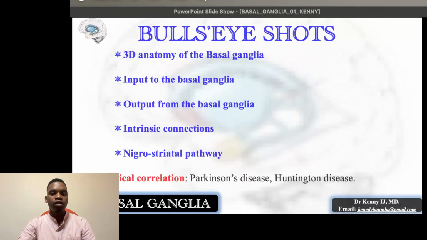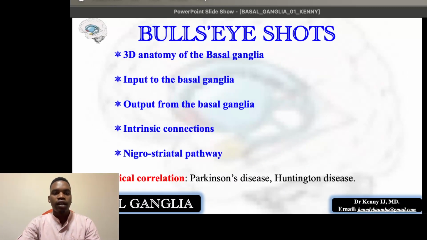This is the layout of what we're going to go through today. We have a discussion on the three-dimensional anatomy of the basal ganglia. We see the input to the basal ganglia, the output from the basal ganglia, and the intrinsic connections. Indeed, there is the direct pathway of the intrinsic connection, and the indirect pathway in yellow.